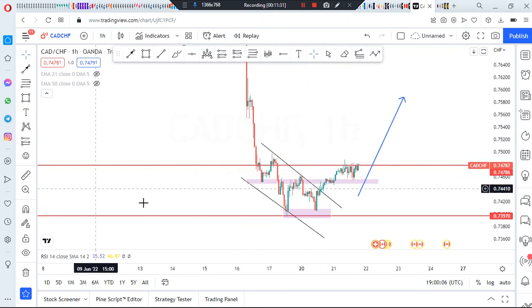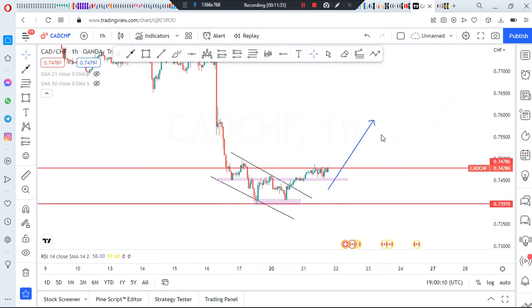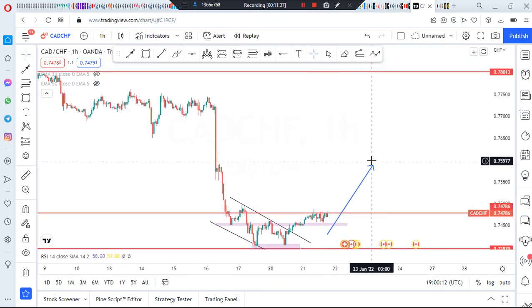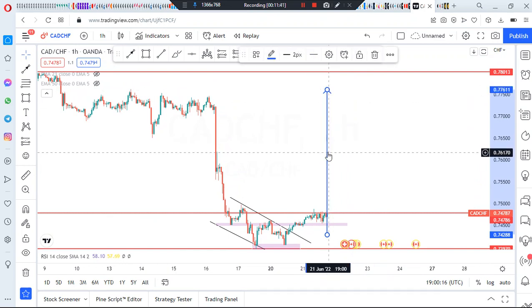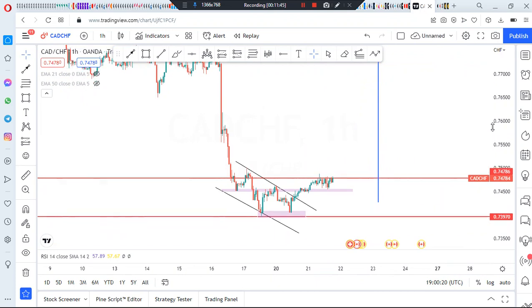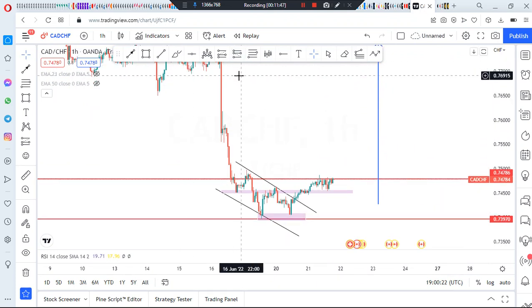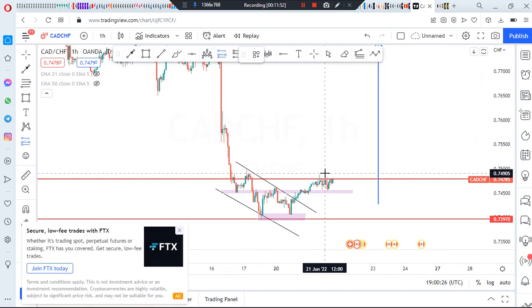So what are we looking for? We're looking for buys to the upside from this area here. So we're looking for buys up to maybe this area. Okay, let me just put it around here. But how are we going to enter this trade now? What we can do is use a buy stop order, and you can place it above maybe here.